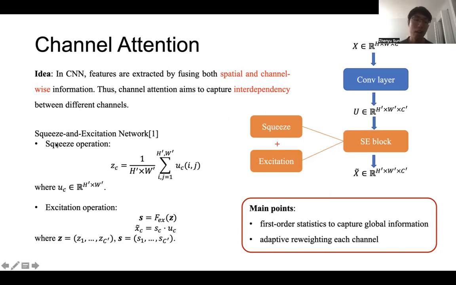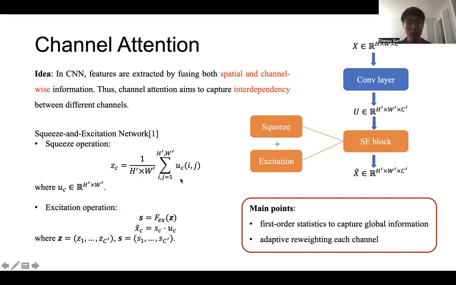I will briefly introduce this seminal work called Squeeze-and-Excitation Network. The structure is like this. You have some input X that is fed into some convolutional layer to give you the output U. U is a feature map. That part is the traditional convolutional neural network part. This work adds another block called the SE block, where we have the squeeze operation to capture the global information of each channel by just doing this averaging.